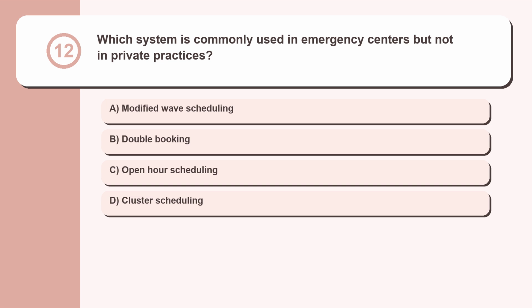Question 12. Which system is commonly used in emergency centers but not in private practices? Here are your options. Option A. Modified wave scheduling. Option B. Double booking. Option C. Open hour scheduling. Option D. Cluster scheduling.